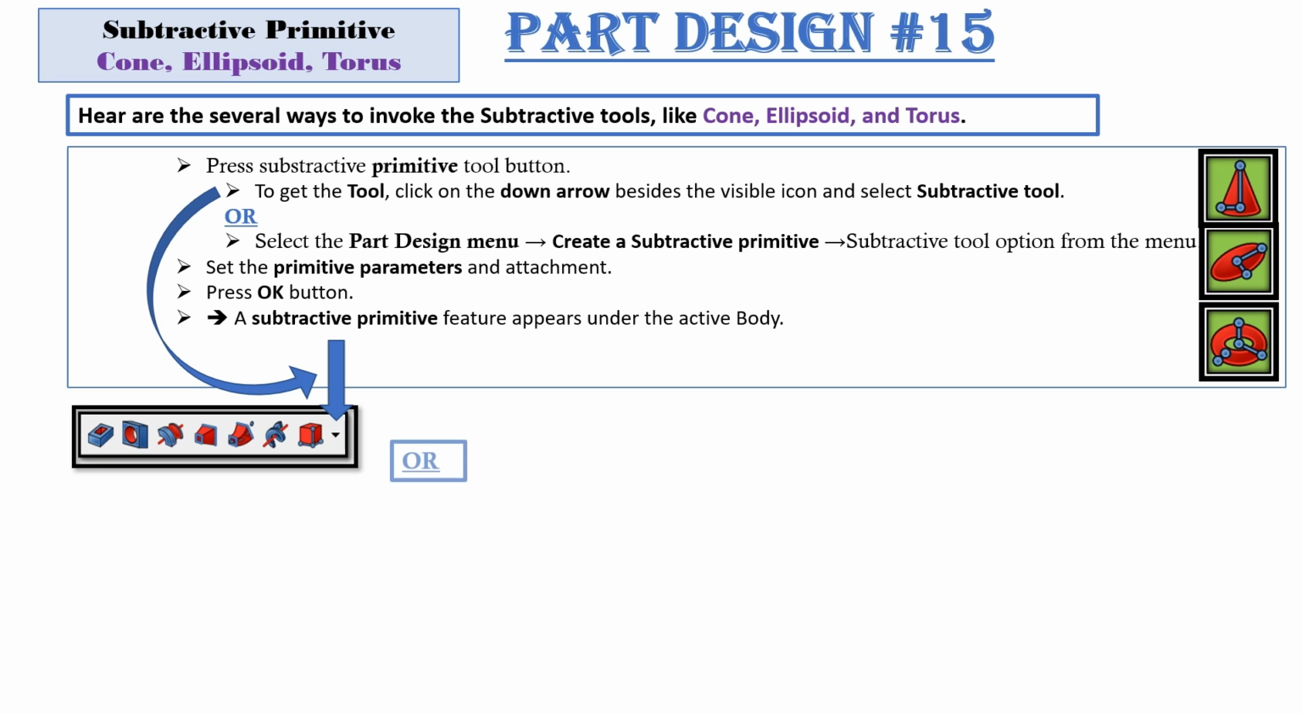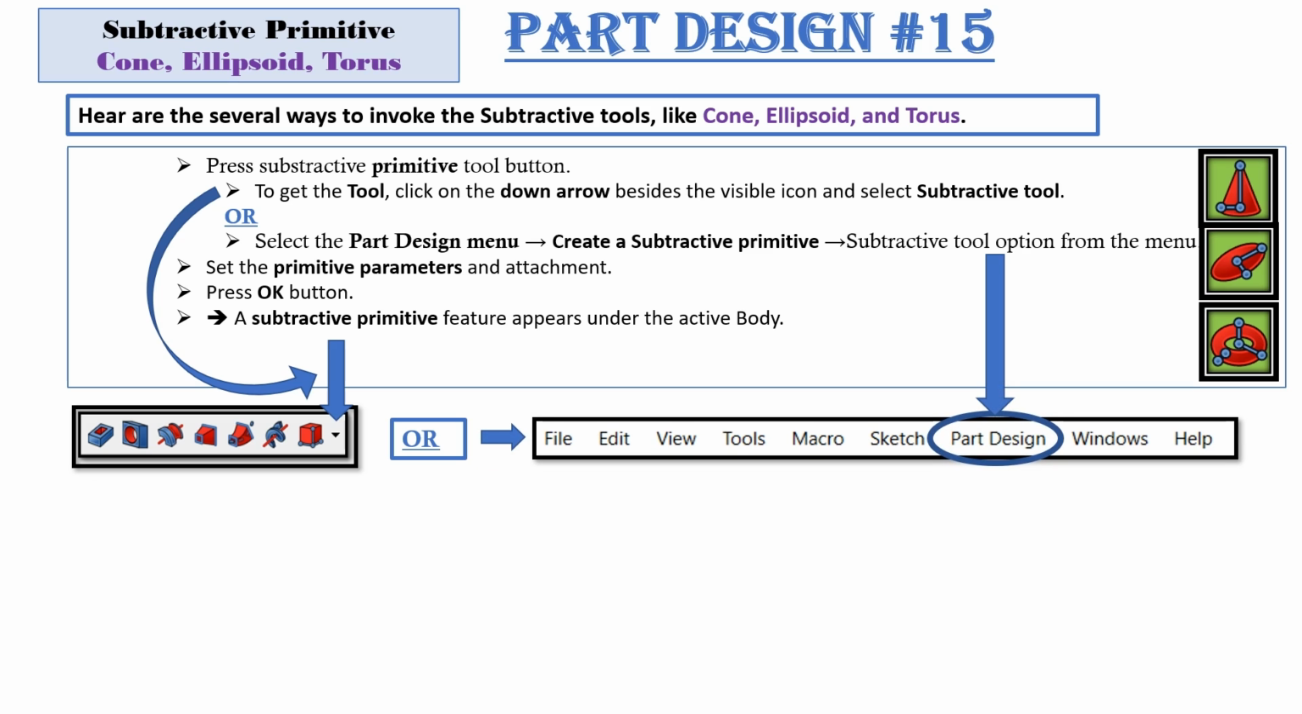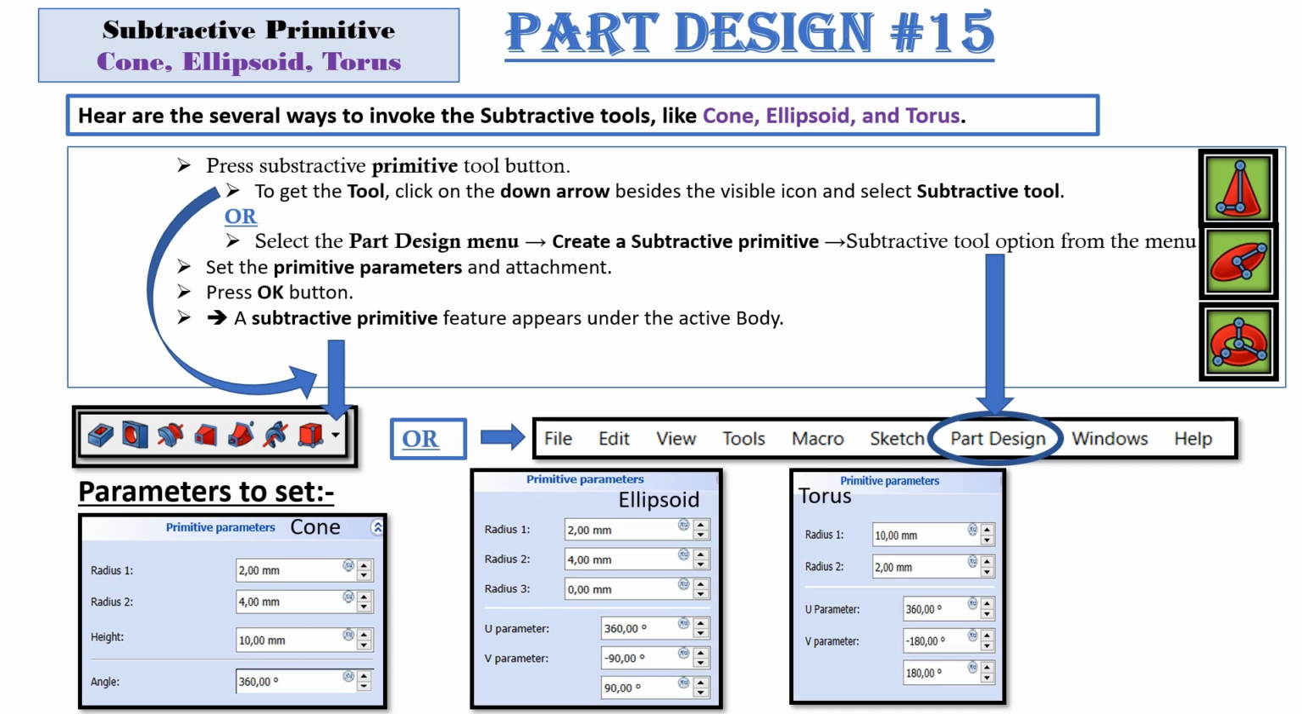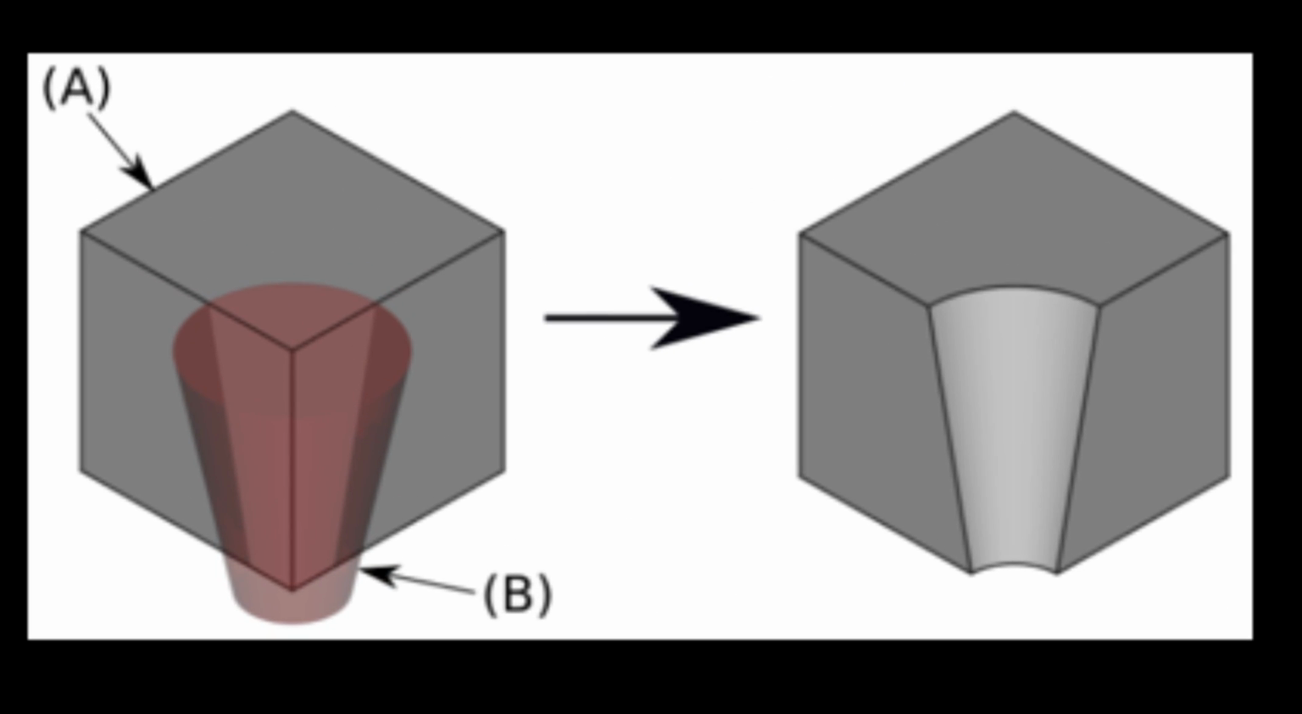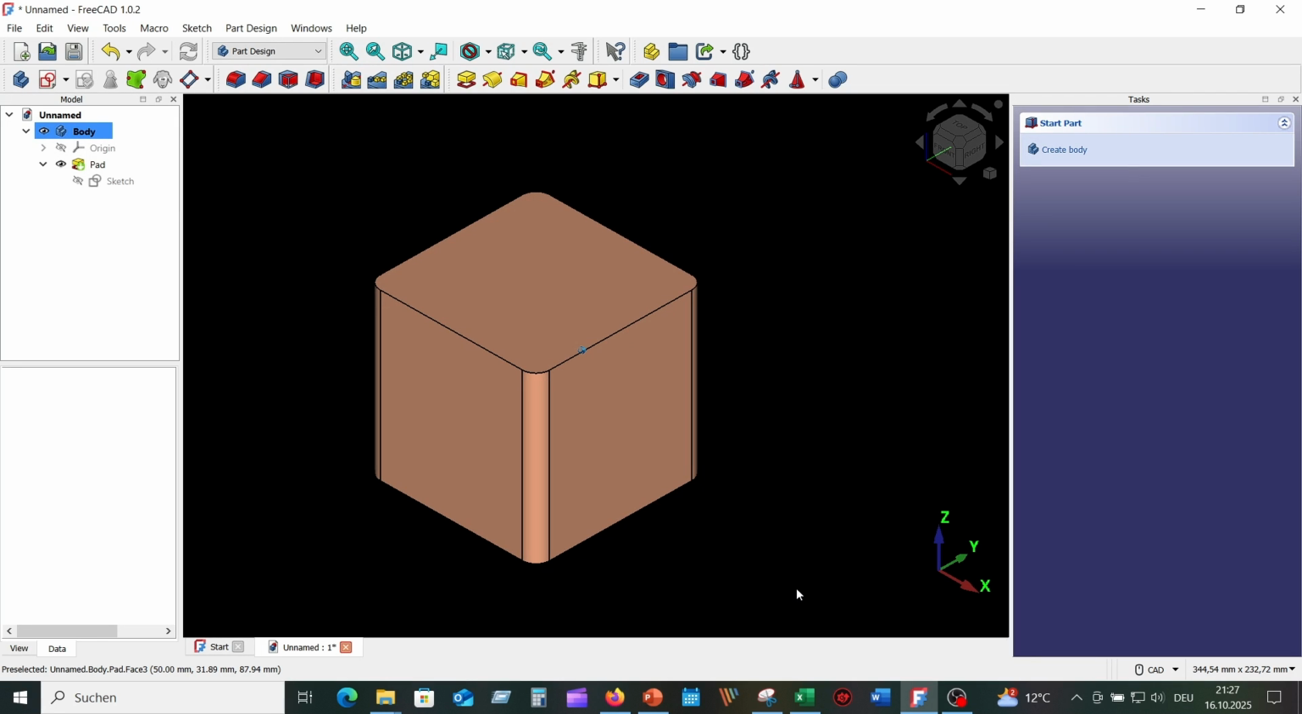The second option is from the Part Design menu. Set the primitive parameters and attachment and then press the OK button. Here are the parameters for these subtractive tools. In the following examples, I will show you the application of these subtractive primitive tools.